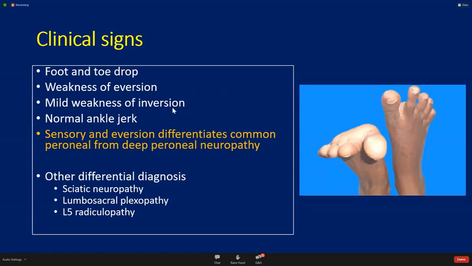weakness of inversion. Inversion is by tibialis anterior and tibialis posterior. Posterior is intact, but anterior is affected, so there is mild weakness, but plantar flexion is spared. Ankle jerk is also normal.